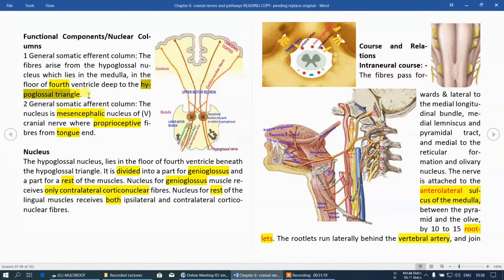In the posterior, open view of the brain stem, there is one area called the hypoglossal triangle, and the vagal triangle. This represents elevated nuclei in the posterior part of the brain stem. You will see this in the brainstem diagram.